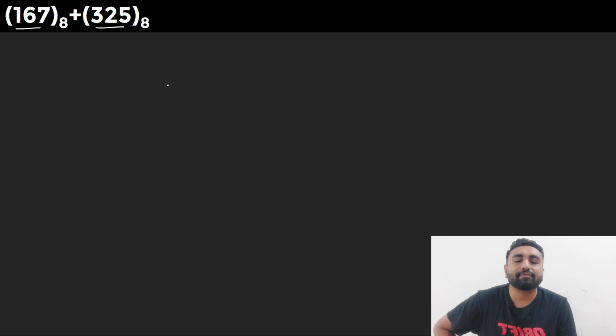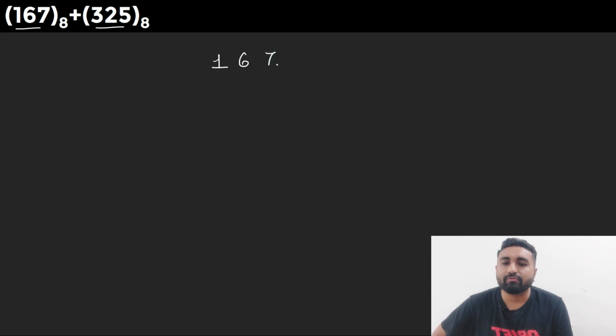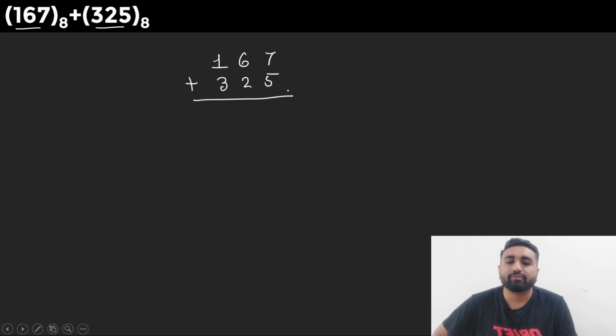So the first example that we are taking is two octal numbers: one is 167 and the second is 325. First of all, write down the number 167. With that you need to add 325. If you check the first column, we have 7 plus 5. 7 plus 5 will be 12 according to the decimal number system.